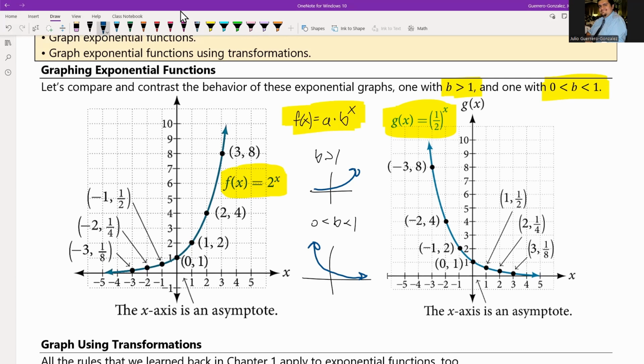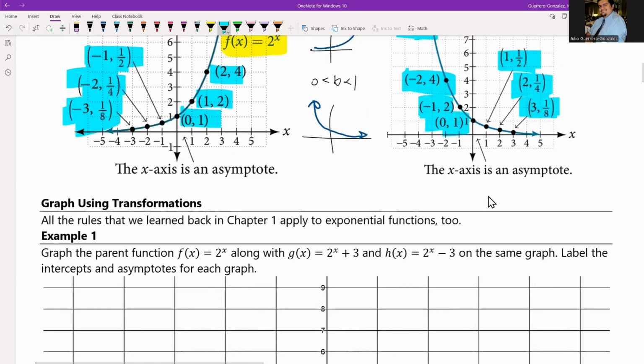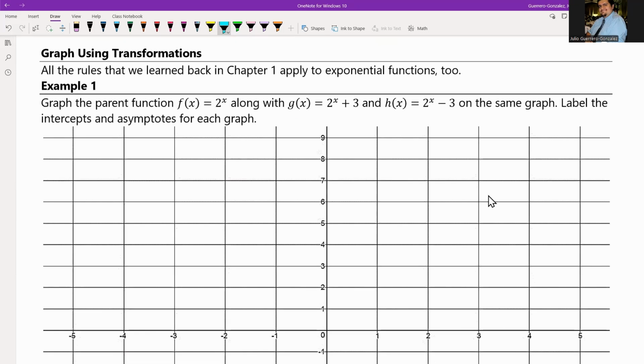Now, what I want everybody to do is, if you need to, pause the video and take a look at the points. Some nice stuff is going to happen in a second when we look at the points. Hopefully you guys are making some sort of connection between the points on the left and on the right. Keep those points in mind for now. Let's go ahead and go back to graphing using transformations.